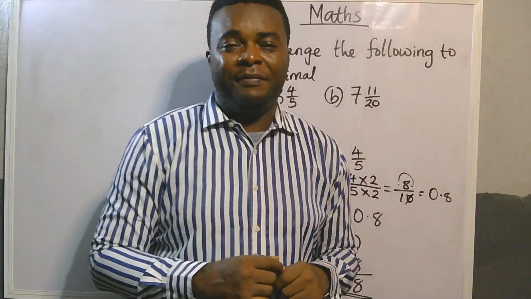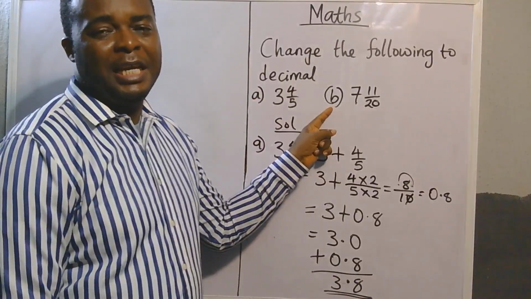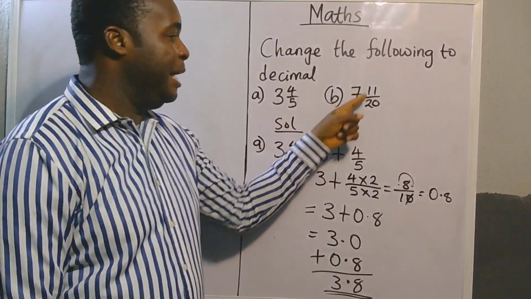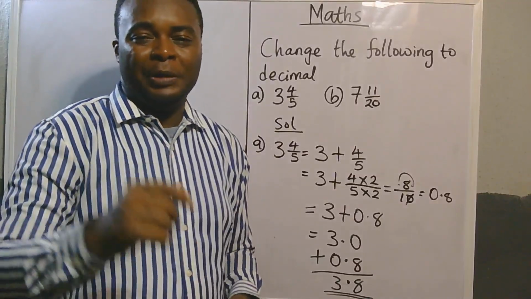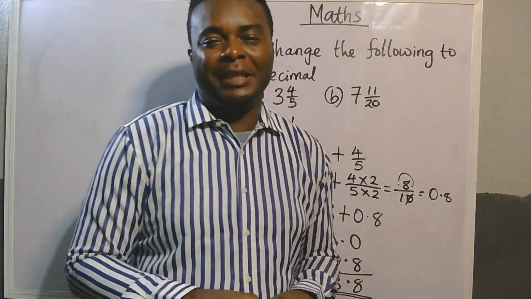If you understand it very well, I'll leave you to do B. Change 7 whole number 11/20 to decimal number, and put your answer in the comment section.